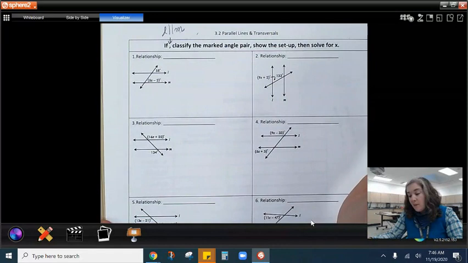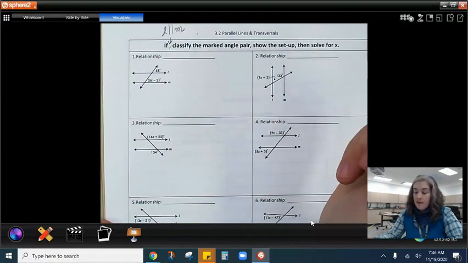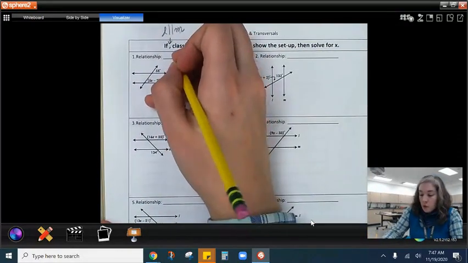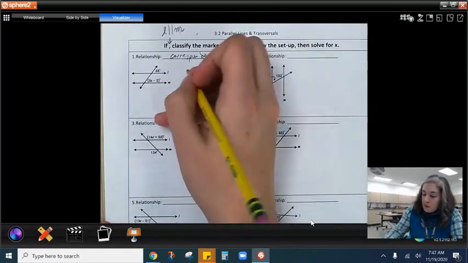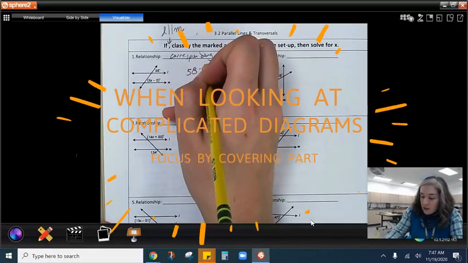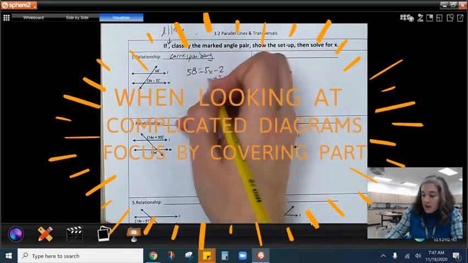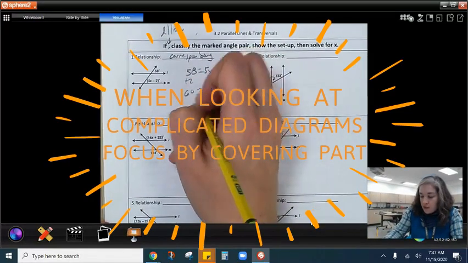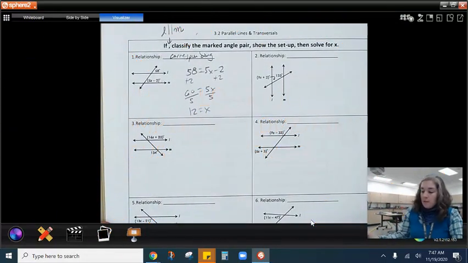There really is no setup. I didn't label the angles, right? There's no points to name. So we're really just going to set them either equal or equal to 180 and solve it. Well, these are in the top right, so these are corresponding. So that means I'm going to have 58 equals 5x minus 2. To solve that, I add 2 on both sides, so we get 60 equals 5x, and then we divide by 5, so we have 12 equals x. So that means x is 12.